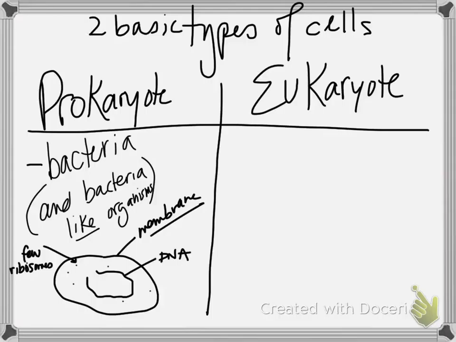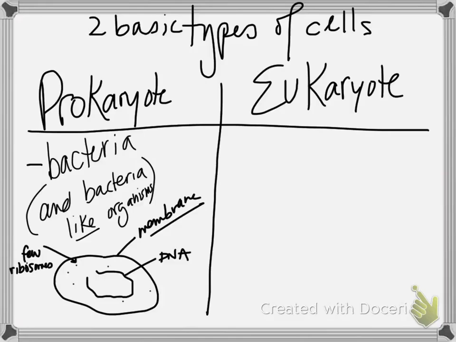Can you believe that something that simple can make you sick? Something that simple can kill you. It's amazing. So there are a couple other things that are called archaebacteria, which aren't technically bacteria, but they sure look an awful lot like bacteria to the untrained eye. So those are prokaryotes, and they don't have a whole lot of stuff.